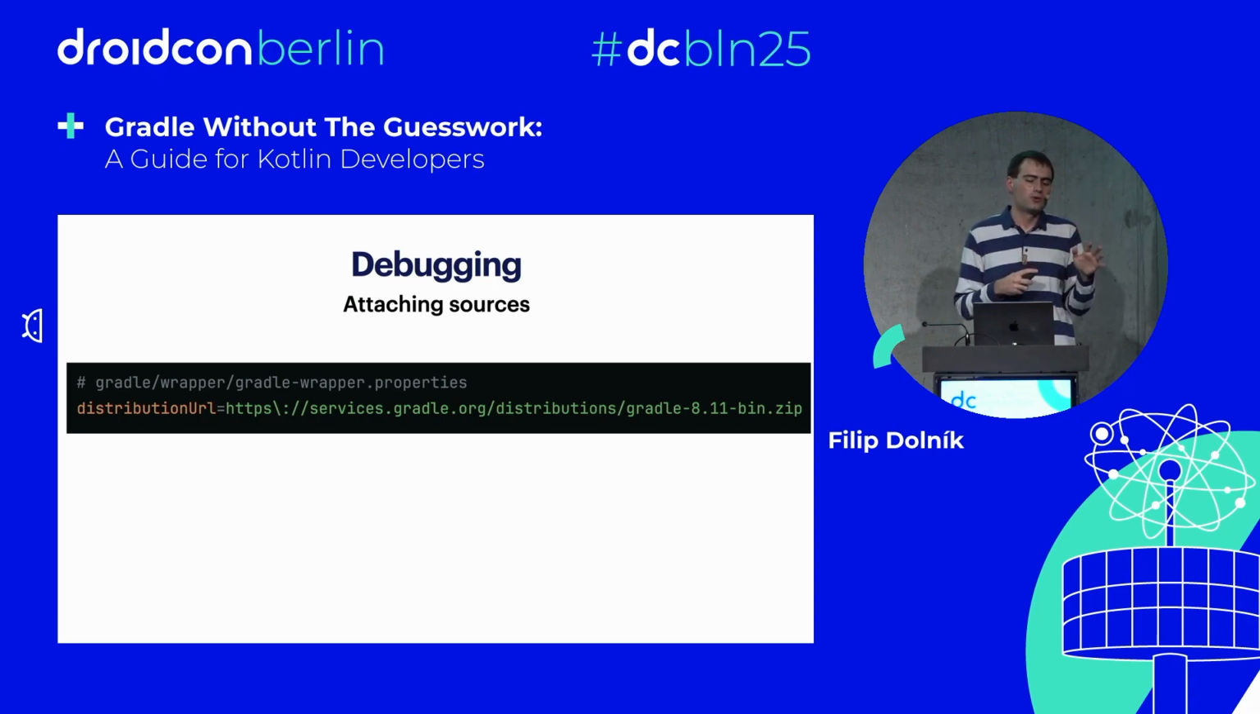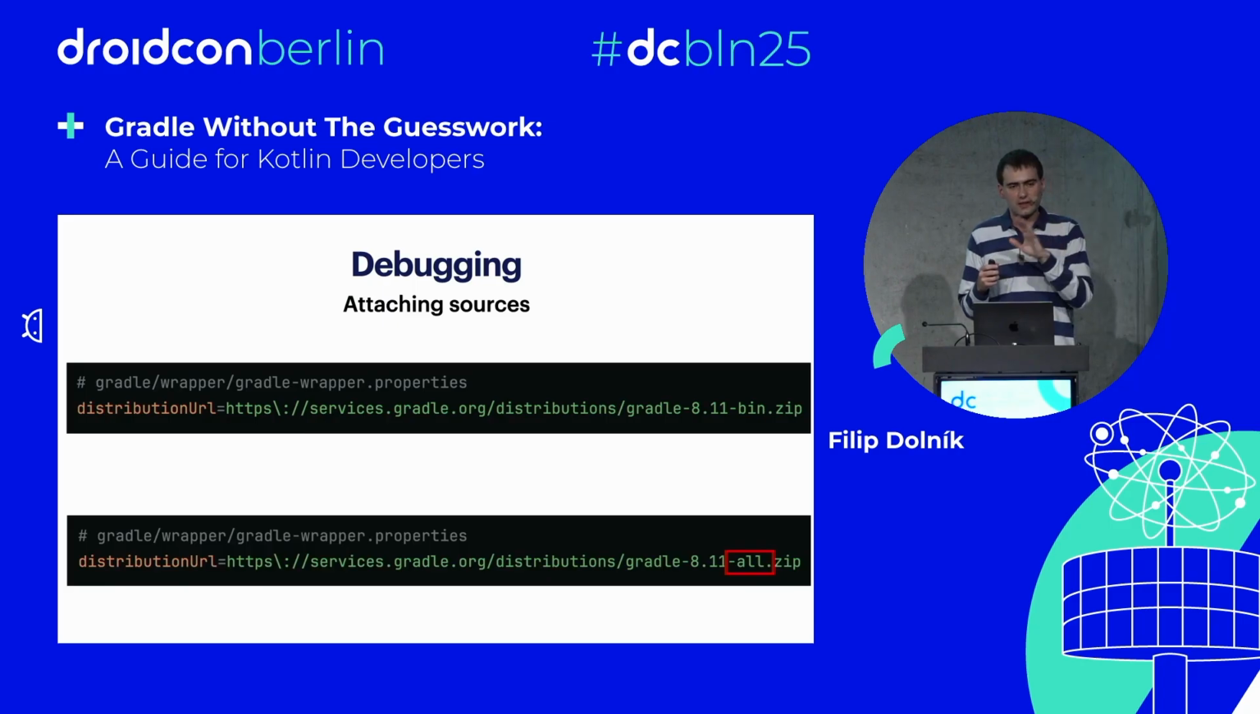One of them is to go to the Gradle wrapper properties file. In there, you usually change the version when you want to update your Gradle version. We don't want to do that here. We instead want to change the suffix of the version from bin to all. That way, when you refresh the wrapper, Gradle will download not just the binaries, but also the sources with them.